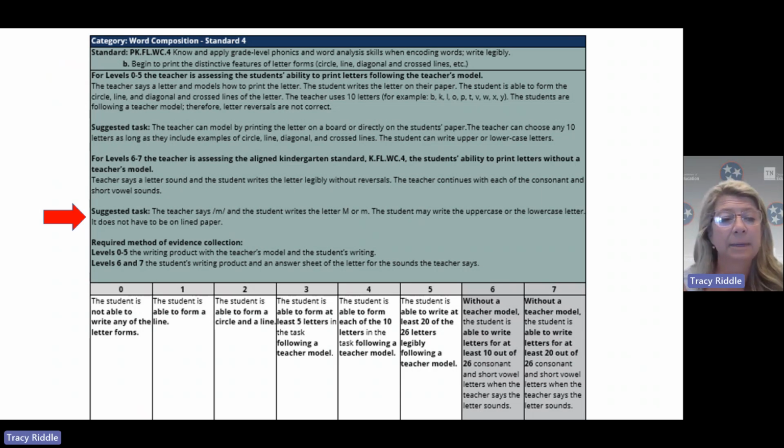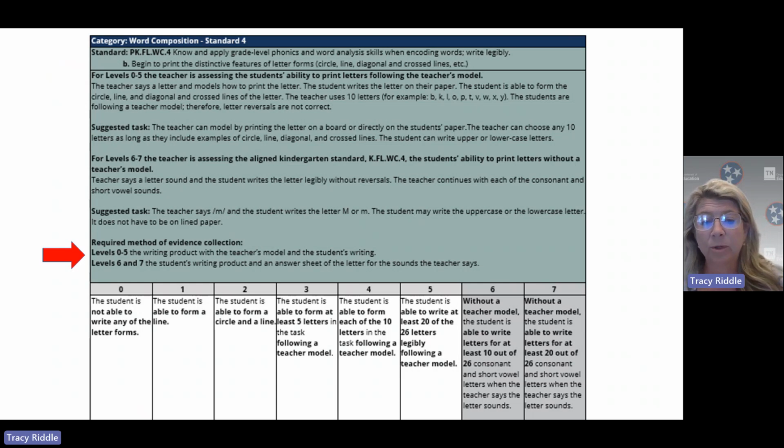Because this is a writing assessment, the required method of evidence is the writing product. When assessing the pre-K standard, keep in mind a teacher model must be included. When assessing the kindergarten standard, the student's writing product must also be uploaded with the answer sheet. In order to score the student work, the scorer would need to know what letter sound the teacher said. For the pre-K standard, a writing product with a teacher model. For the kindergarten standard, the student's writing product with the teacher answer sheet.